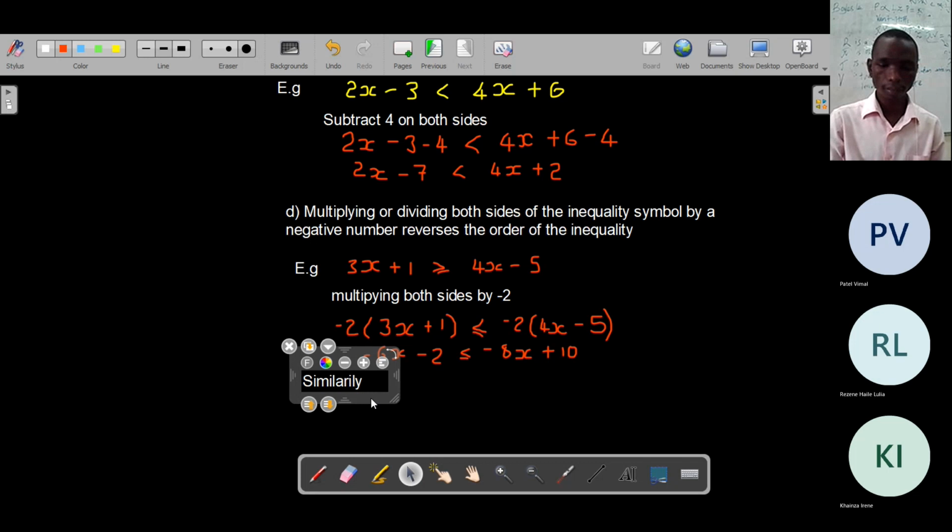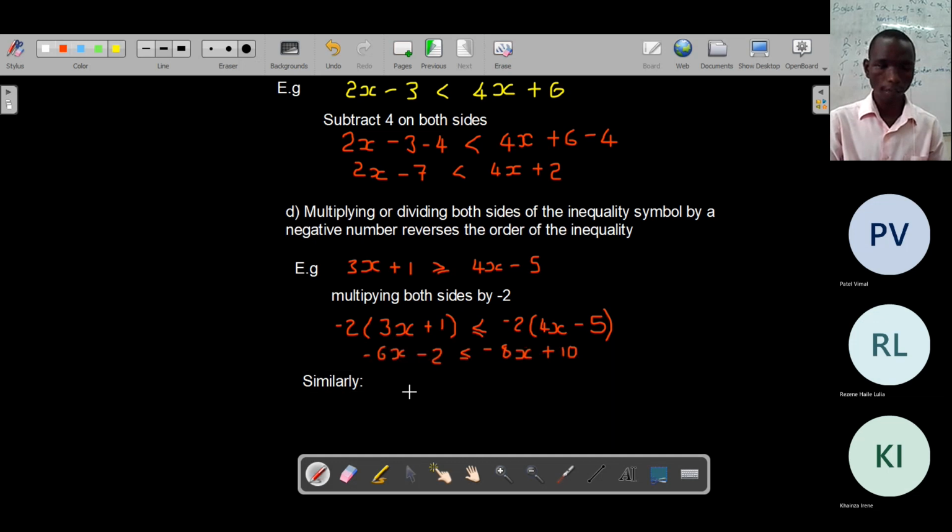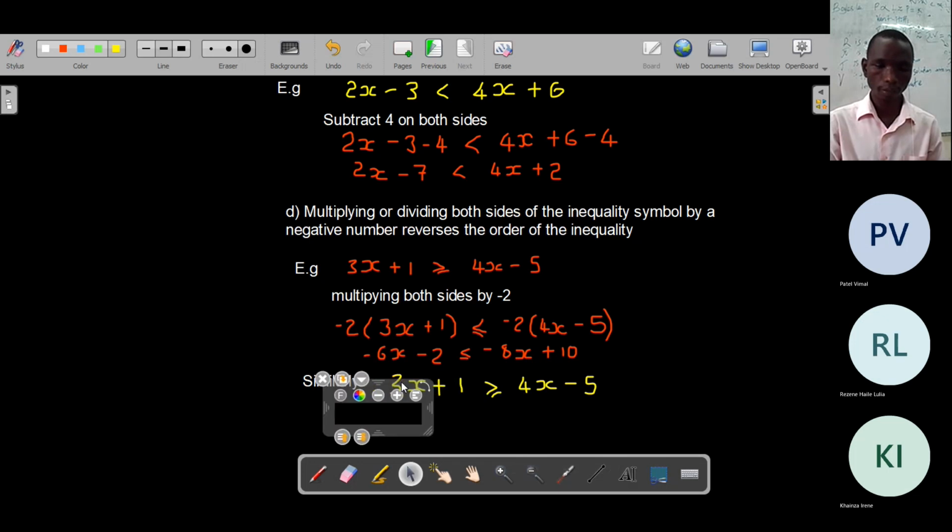Okay? So similarly, if you are performing a division, you may be having something like this. Still we are having the same equation, 3x plus 1 greater than or equal to 4x minus 5.